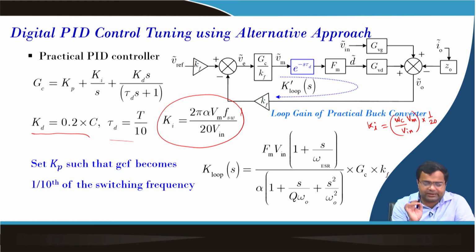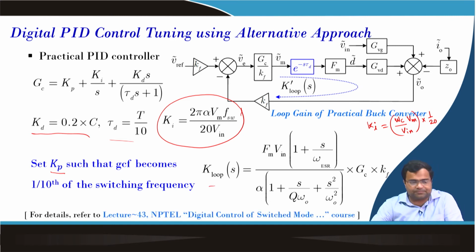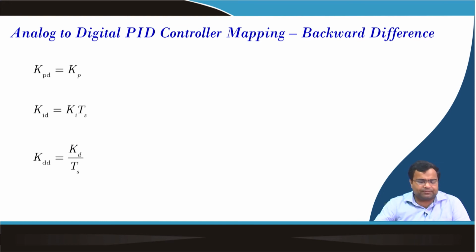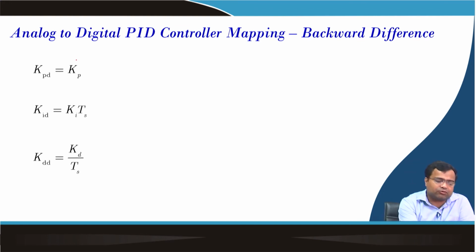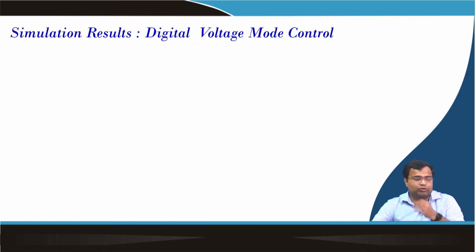Now, if you design this, then we have to select Kp such that the loop transfer function crossover frequency reaches 1/10 of the switching frequency. So, this is the loop transfer function, and this is discussed in lecture number 43. We also know how to map the continuous time gain into its discrete time counterpart. For proportional gain, it is the same. This is also discussed in 43. Now, we are showing a simulation case study.